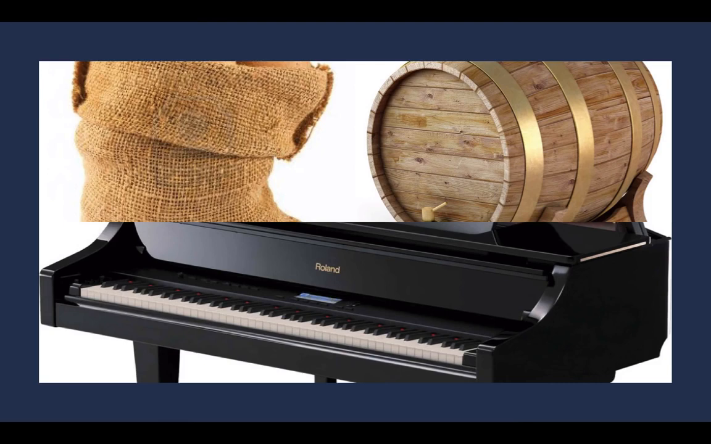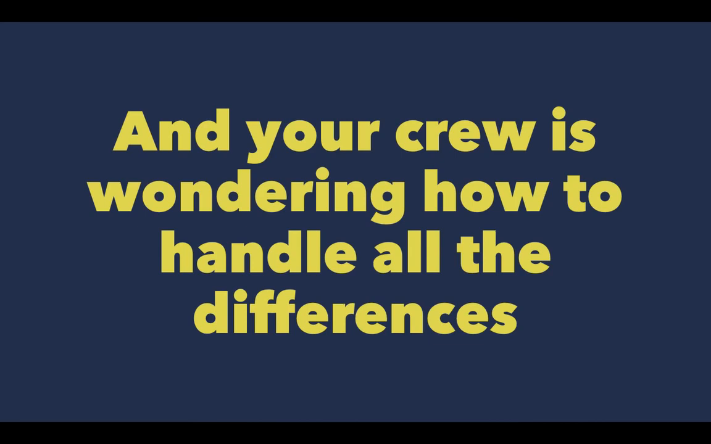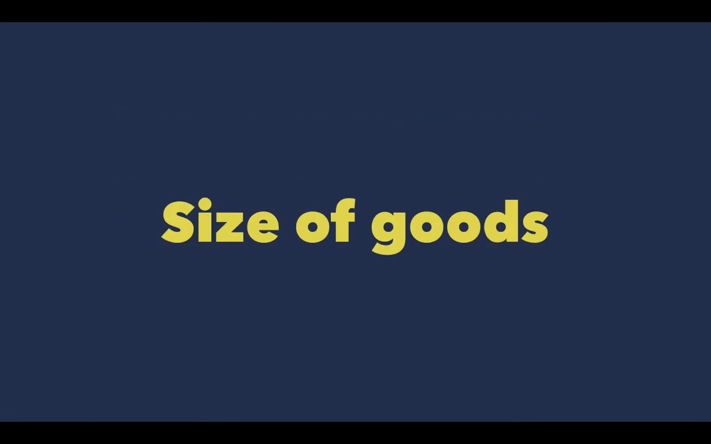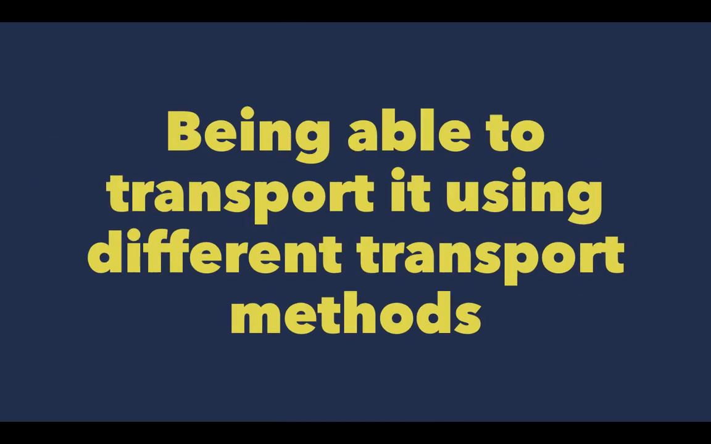So as you can see, it starts to get a bit cramped and they're starting to fight about space and functionality as well. And things start to break when you see that the whiskey is starting to spill all over the piano. Your crew is starting to wonder how to handle all these differences between the goods, looking at the size of the goods, looking at the form of the goods, also looking at the requirements to keep it safe and stable during transport to make sure that nothing falls overboard or that nothing breaks. And you also want to be able to transport it using different transport methods. So what to do?